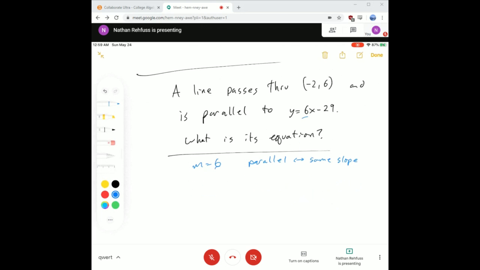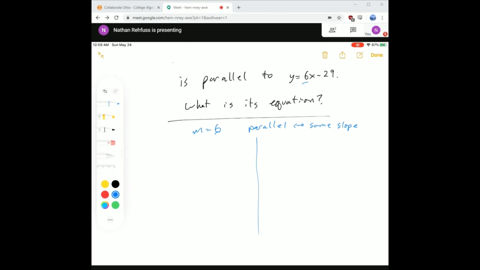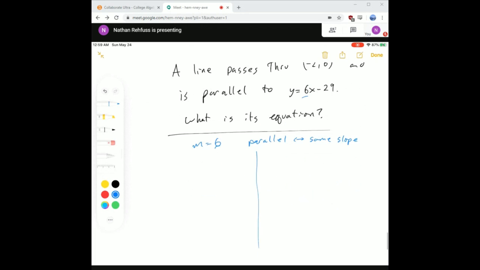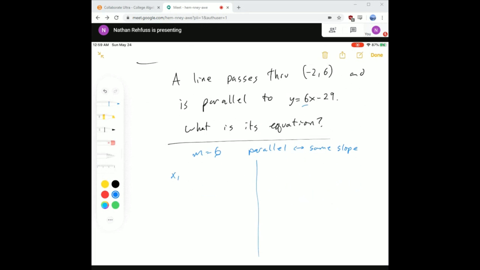Here's two different ways we can go about this from here. I want to show you both. I could use point slope form. So I could say my point, x1, y1, is (-2, 6). Point slope form says y minus y1 equals m times x minus x1. So y minus 6 equals 6 times x minus -2.